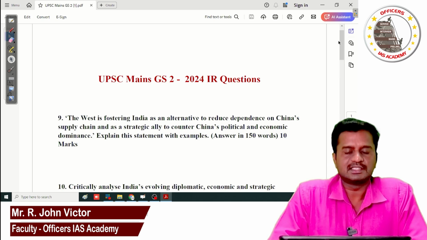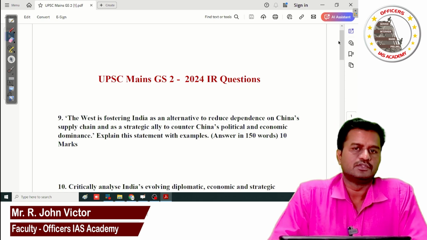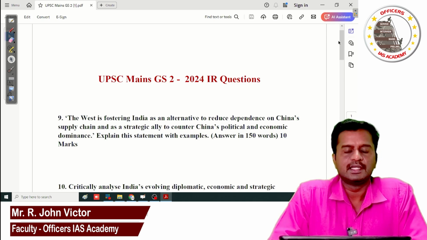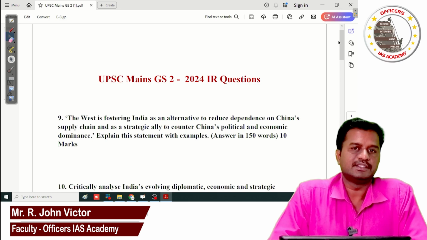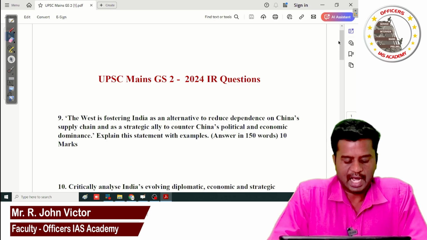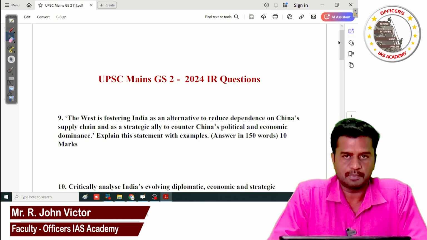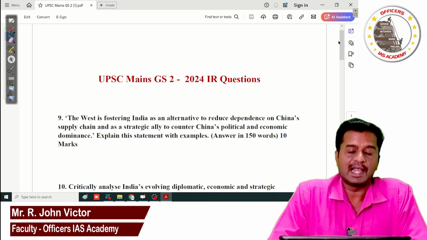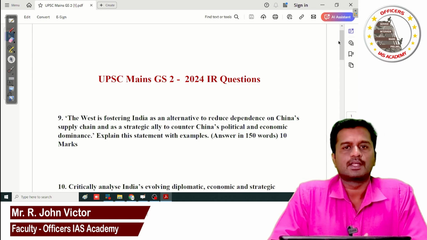India is given in the question. West is given in the question. China is also given in the question. So we have to correlate India's relationship with West on one hand and China on the other hand. We have to explain how the West is trying to foster India or support India as an alternative to reduce its dependence on China. Okay.